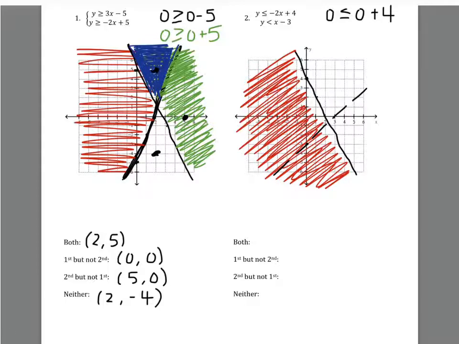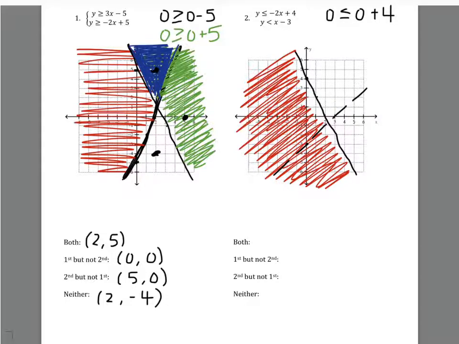Again, I'm drawing it with my hand, so my line may not look very straight. You should use a straight edge to help you draw the border line, and it has to be dashed because there was no equal sign there.